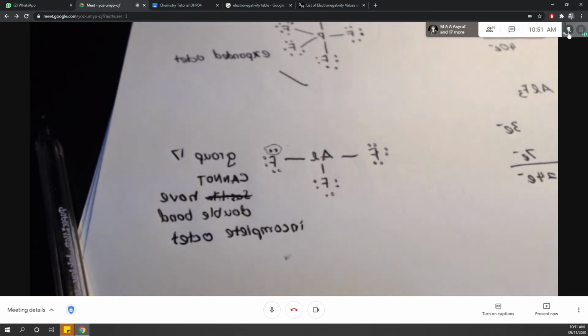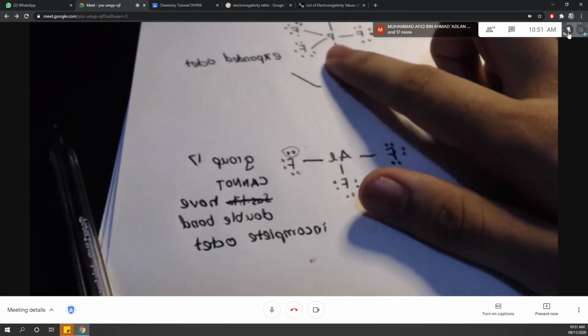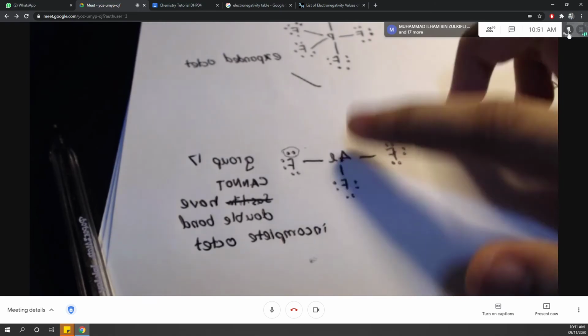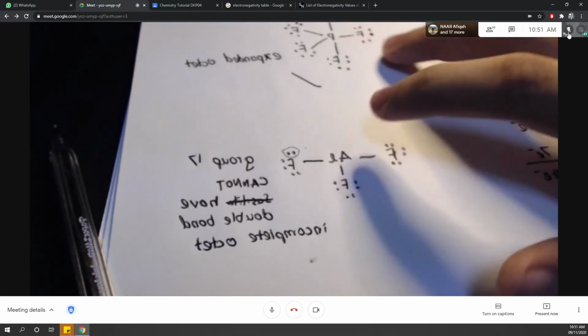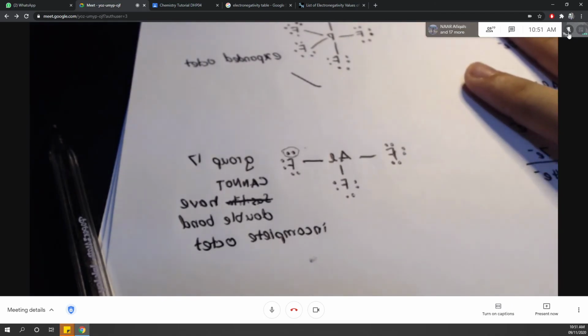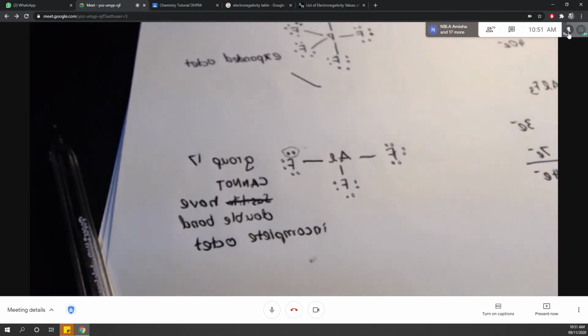Hydrogen tak boleh buat double bond sebab hydrogen boleh ada 2 je elektron. Okay, tomorrow we learn about this incomplete octet, expanded octet. Okay, and macam mana nak tahu. There's a few elements yang you guys perlu ingat je, macam aluminium, phosphorus, beryllium, boron, semua tu. Okay, so far untuk today's main lesson dah habis.